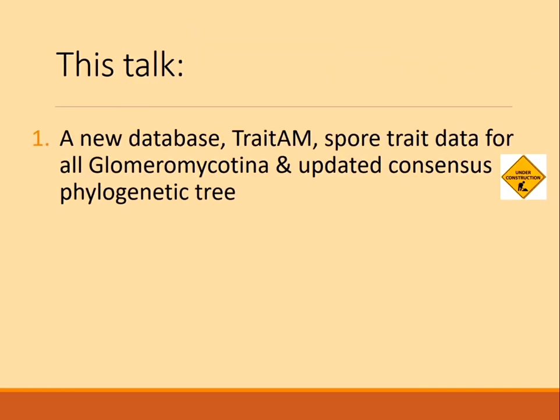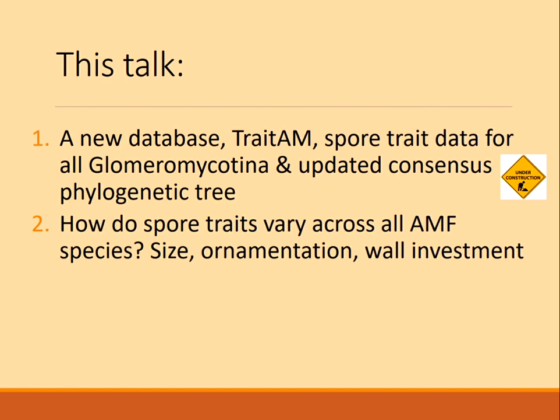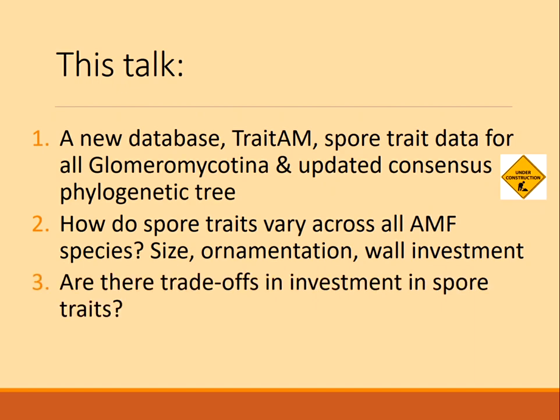So in this talk, I'm going to talk about a new database that we've been creating called Trait AM, which collates spore trait data for all the Glomeromycotina and includes an updated consensus phylogenetic tree. It's not completed, unfortunately, so I'm just going to share some of the data that we do have completed. And give an initial look at how spore traits can vary across AM fungal species, and we'll be looking at size, ornamentation, and investment in the protective wall of the spore. And we'll also look a little bit at how trade-offs might exist in investment in spore traits.